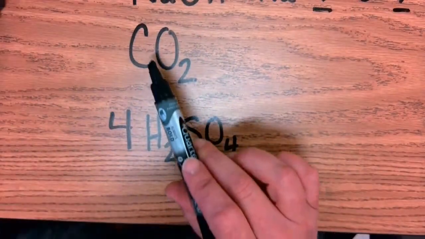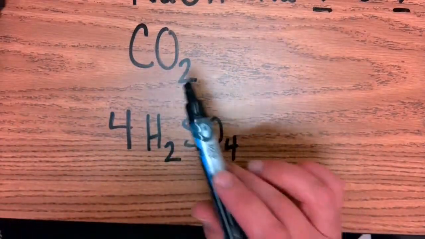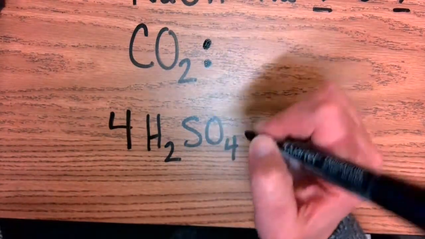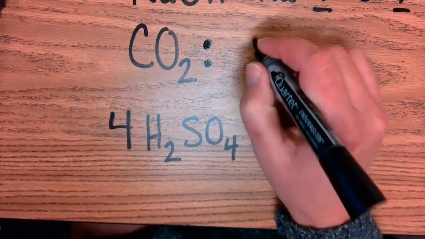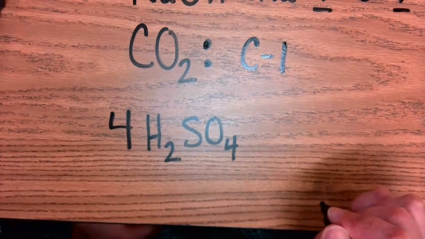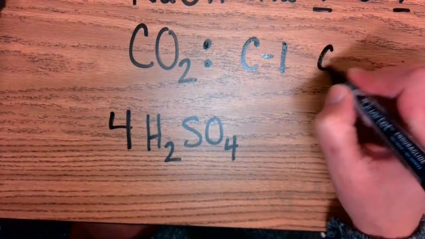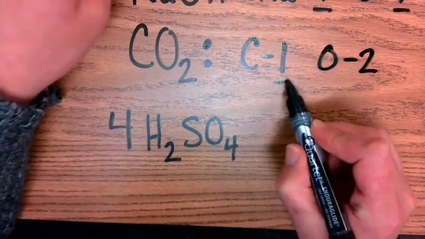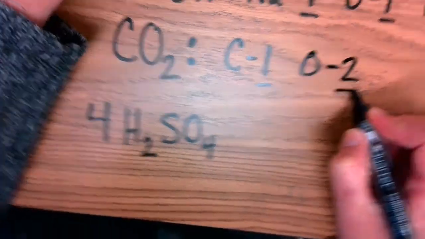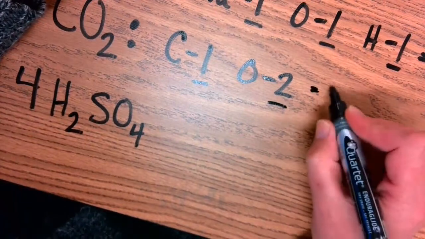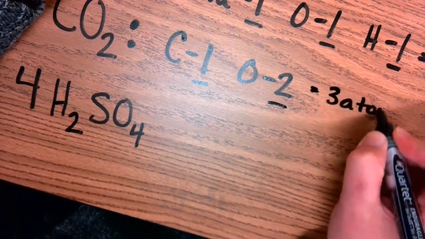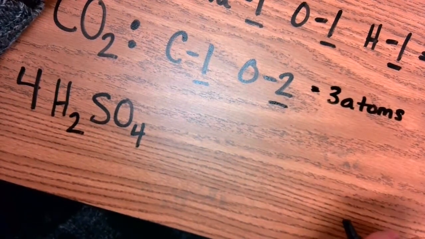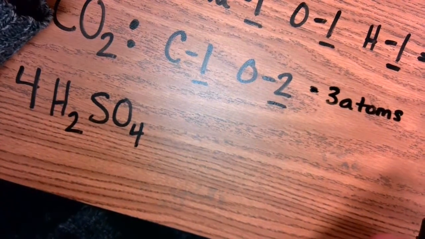If I'm looking at CO2, so carbon dioxide, right, this is what we breathe out, I have 1 carbon, and I have 2 oxygens, for a total of 3 atoms. Hope this is making good sense for you.